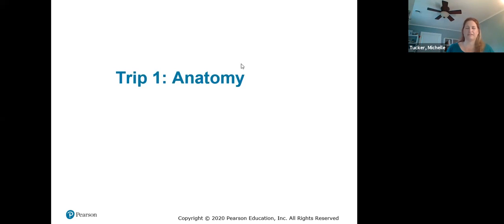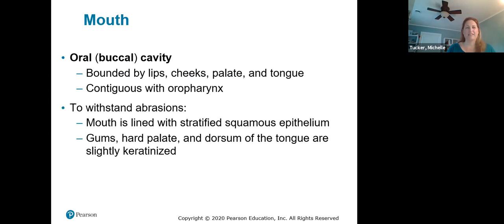Okay, so trip 1, the anatomy of the GI system. And we will not get through even the anatomy today. But we're going to start at the top. We're going to start with the oral cavity, also known as the buccal cavity. It is bounded by the lips, cheeks, palate, and tongue. It is continuous or contiguous with the oropharynx.